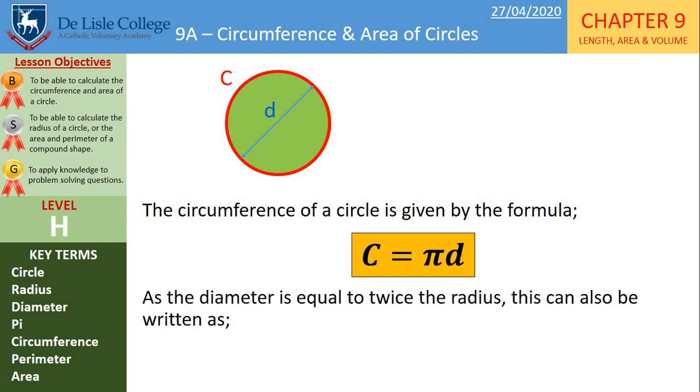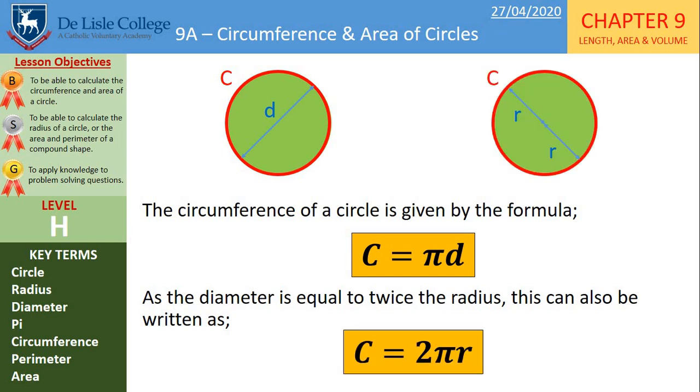Now, as the diameter is equal to twice the radius, it can also be written as C equals 2 pi r. We can see from that second diagram on the top right that there are two radii going across the middle of the circle. So it depends on whether you're given the diameter or the radius as to which formula you use. So copy these down into your exercise books so you've got both formulae. Pause the video while you do that.